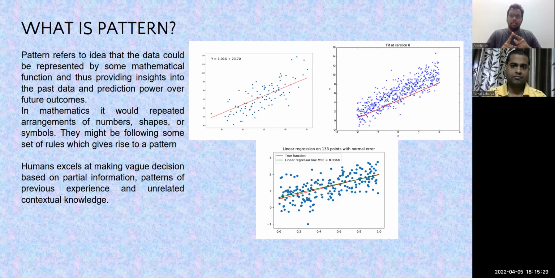Humans are pretty good at this. We are not calculating everything all the time, like coming up with frequency tables or probabilities, but we intuitively understand this idea. We make a lot of vague decisions based on partial information, patterns from previous experiences, and unrelated contextual knowledge. You might think of examples in your real life where, based on very thin information, but because you have so much contextual knowledge about the world and so many inductive biases, your decision making became fairly easy, while working professionally as well as in day-to-day life.